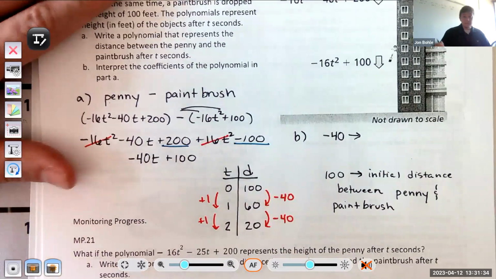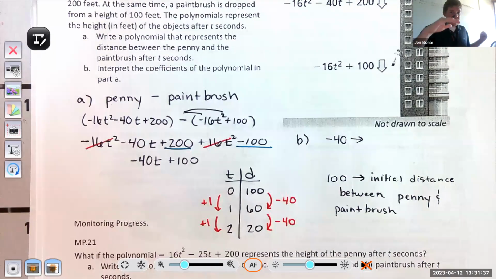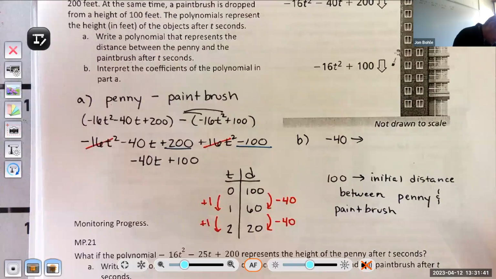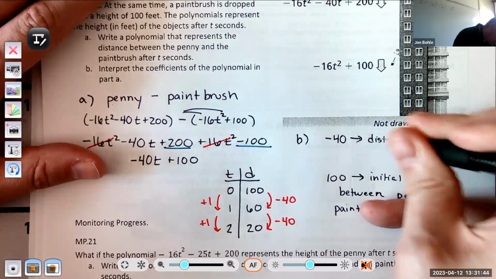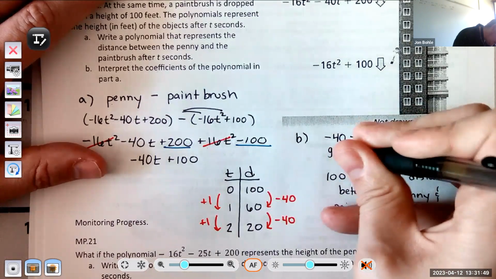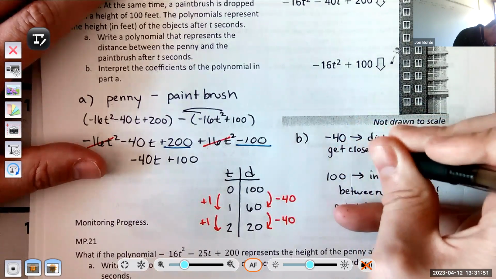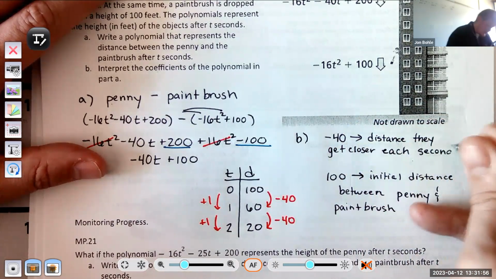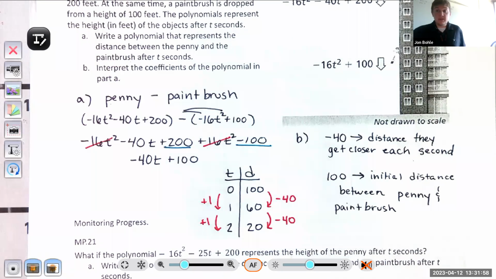So they're getting closer to each other because the penny's thrown and the paintbrush is just dropped. So the penny's going faster. So this represents the distance they get closer each second. So the negative 40 represents 40 feet closer every single 1 second. And that is example 6A, which is the word problem, which addresses our learning target 1.